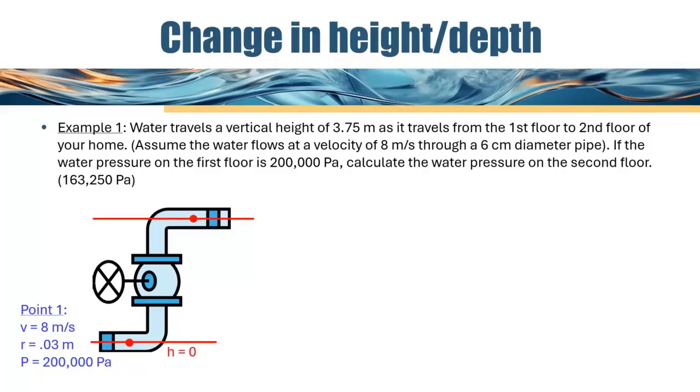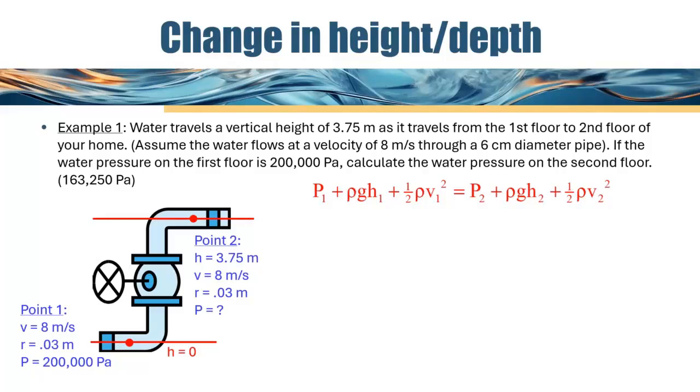All right, so what do we know about point 2? Well, we know it has a height of 3.75. The water has the same velocity, it has the same radius, and I'm looking for the pressure at point 2. So Bernoulli's equation hooks all of this together. Before I start, I could look at this equation, and many times some of the terms fall out. So for example, I do have a pressure at point 1, but there is no height at point 1. So this term is going to become 0, and this is going to fall out.